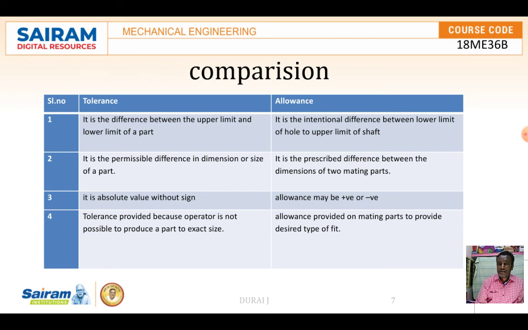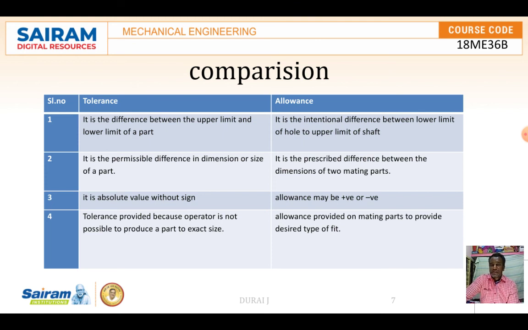Then tolerance is the permissible difference in the dimension or size of a part. Allowance is the prescribed difference between the dimensions of two mating parts. The next one, tolerance is the absolute value without sign. Allowance may be positive or negative. Whatever value they provide, that is the tolerance. Here it may be a positive or negative tolerance. That means shaft size more than the hole size is negative, and shaft size less than the hole size is positive.